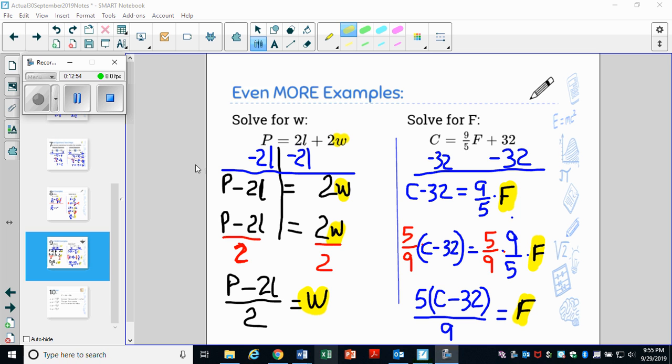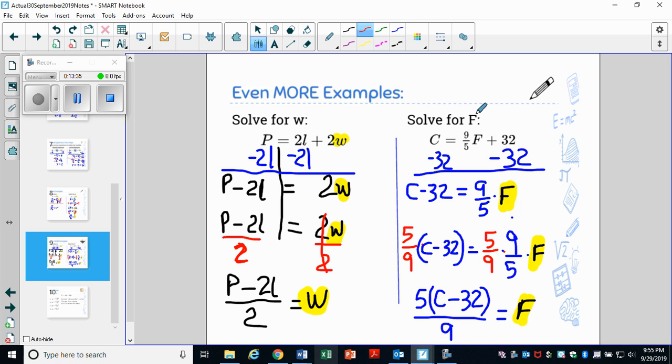A few more examples. So if P equals 2 times L plus 2 times W, that's the perimeter of a rectangle, we first subtract 2L from both sides. Then our next step is to divide both sides by positive 2, and the result is P minus 2L divided by 2 is equal to W. Again, I'm going to isolate W. We highlight the W variable.